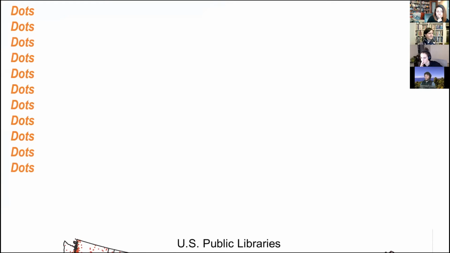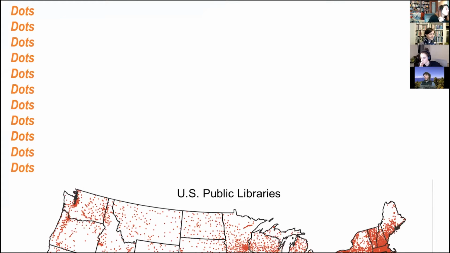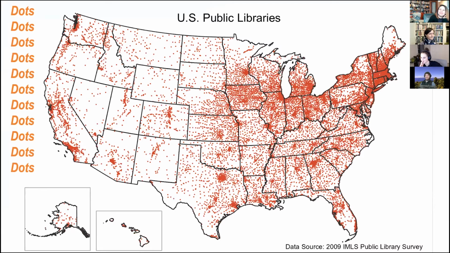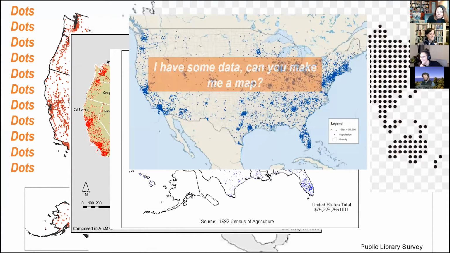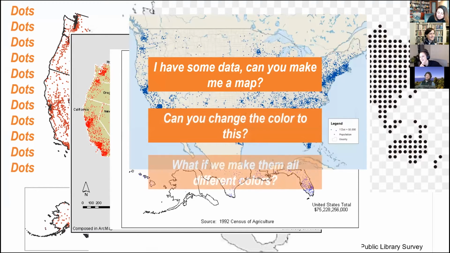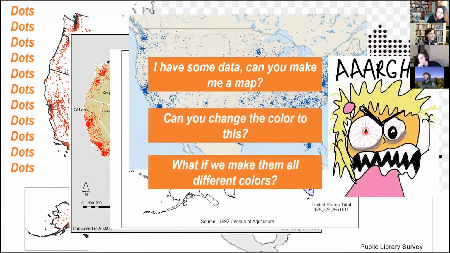Often when you're a GIS person, we go through this process of people saying, hey, I want some dots. I want lots of dots. I want dots on a map somewhere. Can you make me a map? Can you change the color of this? Can you make it different colors? And I think there's a lot of people out there that reduce GIS to some of these things, right?